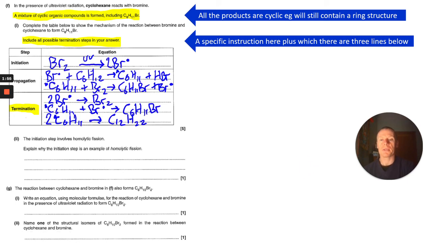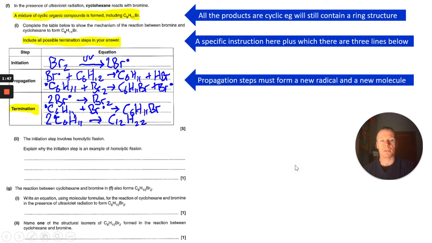So from your recall of the radical substitution mechanism, you can come up with the initiation step quite easily. The propagation step has to include a new radical and a new molecule. There's usually 2 propagation steps, hence 2 lines, and the termination steps are basically all the different ways in which the remaining radicals flying around could be mopped up by bumping into each other and reacting. So your terminations have to be 2 radicals making a molecule.